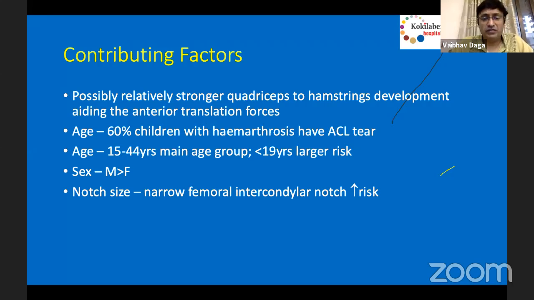Notch size, a narrow femoral intercondylar notch, is increased risk, among the other anatomical parts. So that's why these days surgeons also do a notchplasty if the femoral intercondylar notch size is an increased risk.